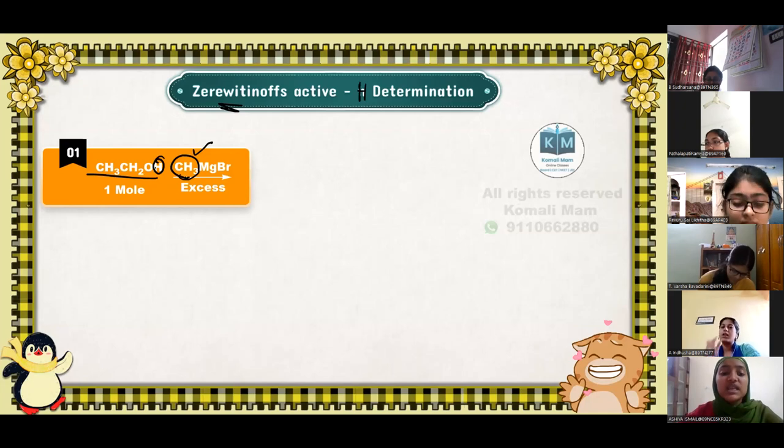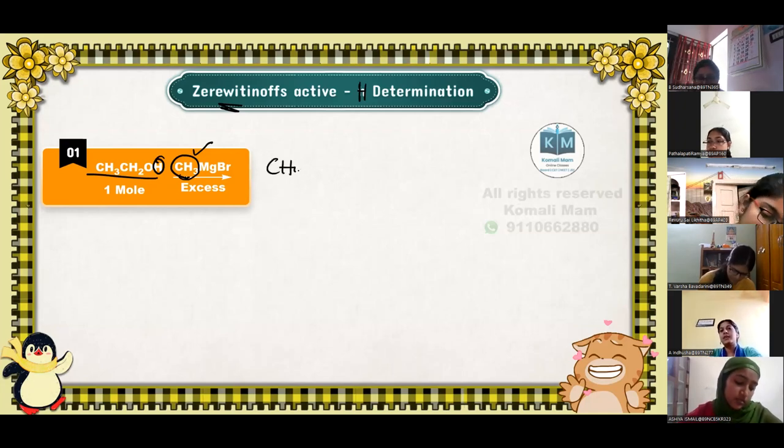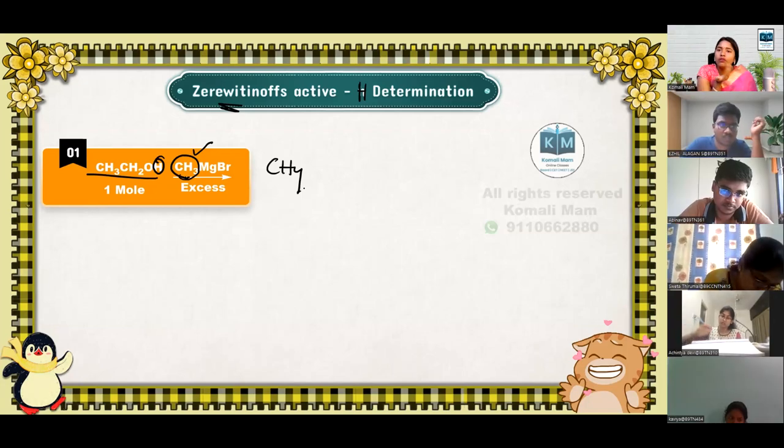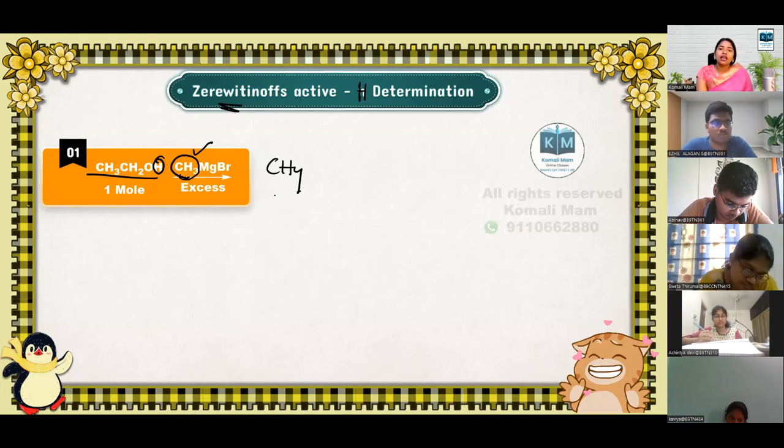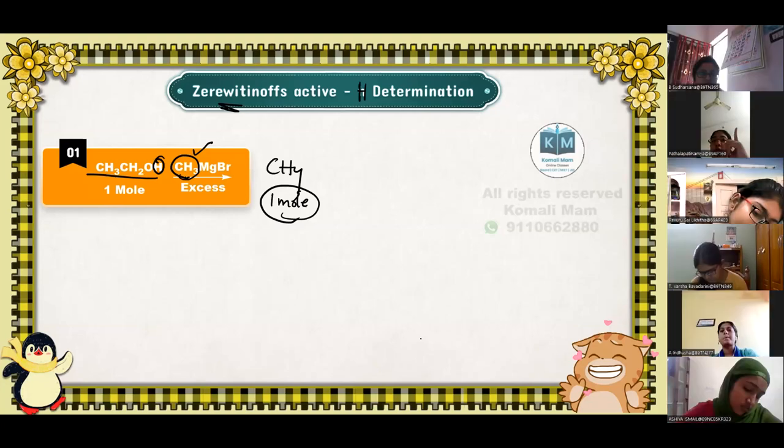So this is CH3, this is H. What will you be getting? CH4. Ma'am, you already told us this is an acid base reaction. Then what is the speciality? What the derivatives method tells is, here only one mole of alcohol is there, so only one mole of methane we will be getting. Only one mole. Okay, fine.